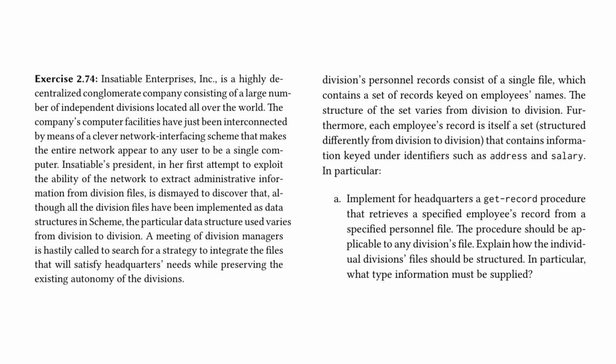So the first sub-question, A, asks, implement for headquarters a get-record procedure that retrieves a specified employee's record from a specified personnel file. The procedure should be applicable to any division's file. Explain how the individual divisions should be structured, in particular, what type of information must be supplied. So this is a very confusing, sort of long-winded question.